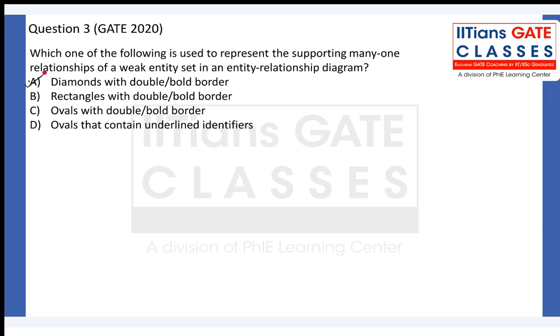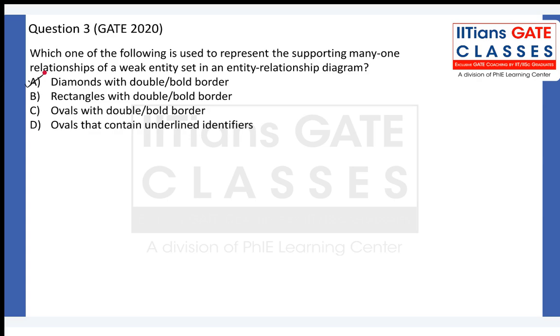And the thing is, rectangle is for a weak entity set, while diamond is always for relationships. And they are asking which of the following is to represent the supporting many to one relationships, not a weak entity set. So please read the words carefully in the question.